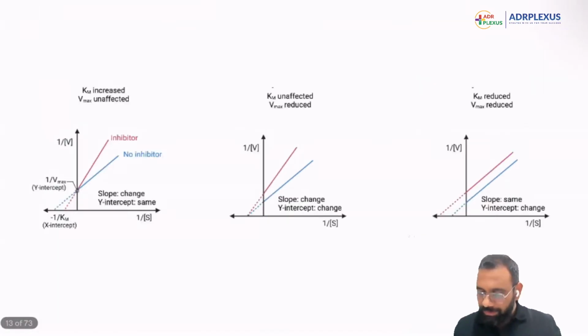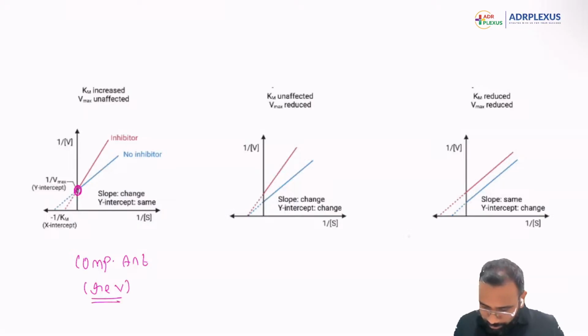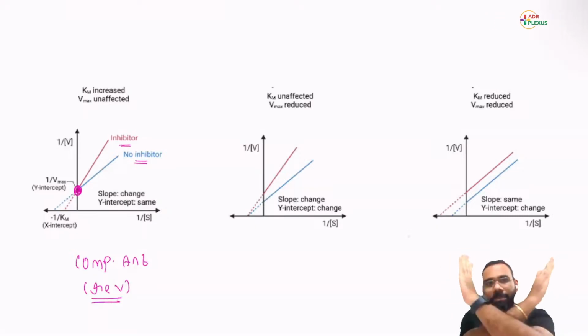Now, let's see, these are the three Lineweaver-Burk plots we have. Of course, you might have read in biochemistry too. Here you see, if two lines are crossing each other, that means it is nothing but competitive antagonism. It is reversible competitive. One line is without inhibitor, and the other is with inhibitor. If they are crossing, that is competitive.